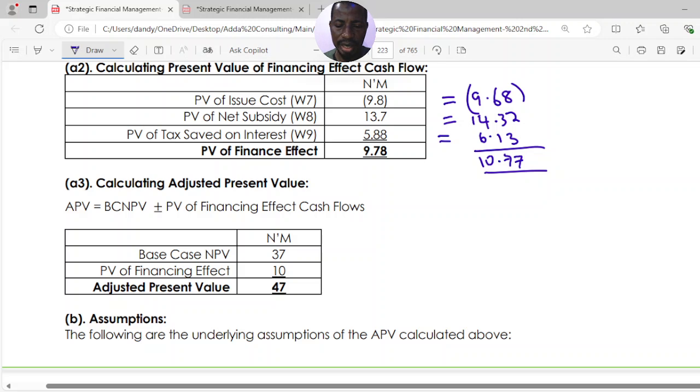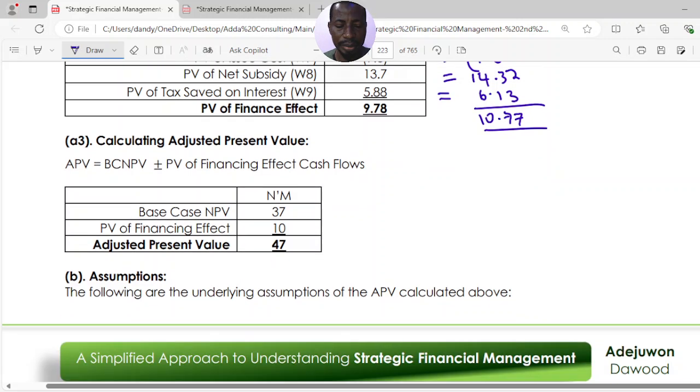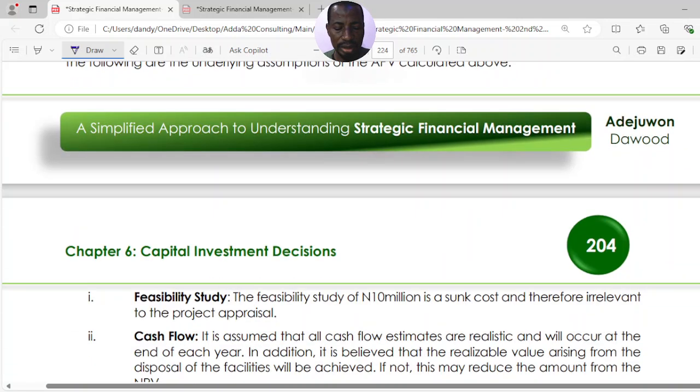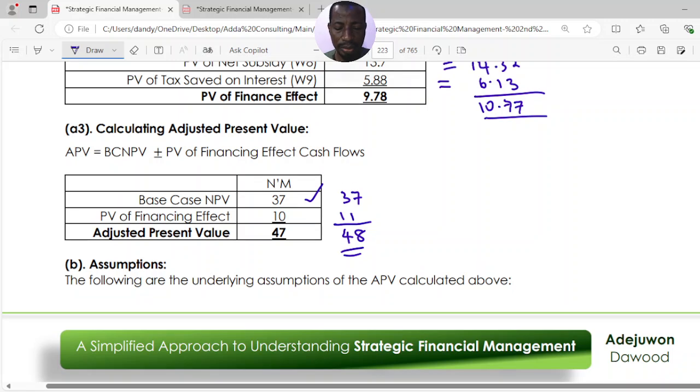Okay, so the next thing I need to do is to calculate the adjusted present value, which is step 3. The APV is the base case NPV plus minus PV of financing effects. Our base case NPV is 37. So in this case, here will be 37. Then here is 11. When you add the two together, that's 48 million. Okay, that's 48 million. So since the project produces a positive APV, it means that the project is financially viable and should be considered.